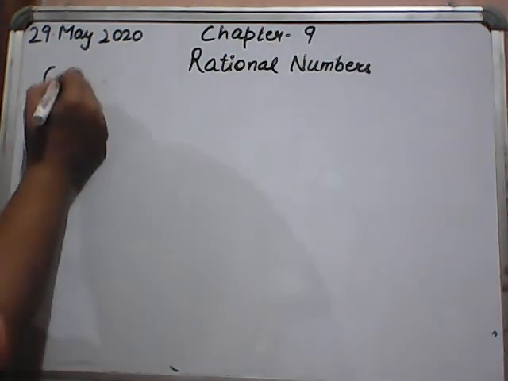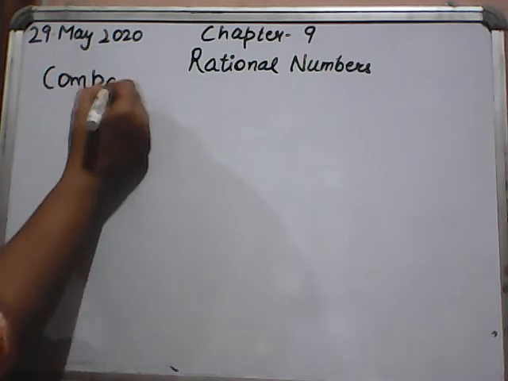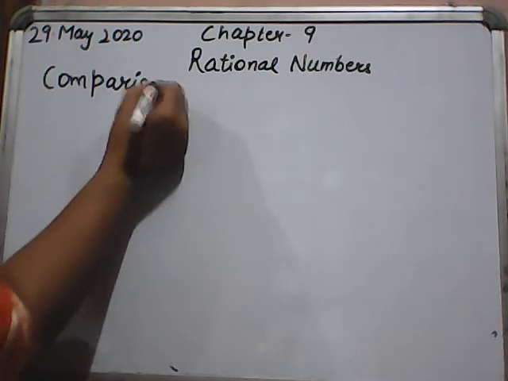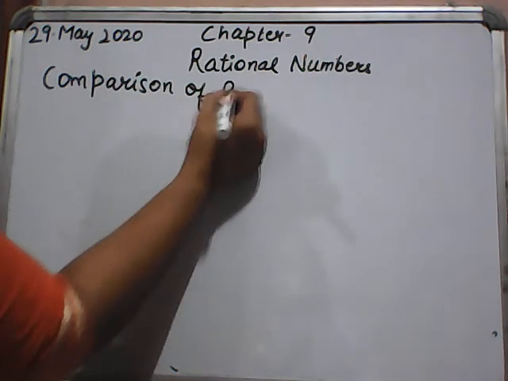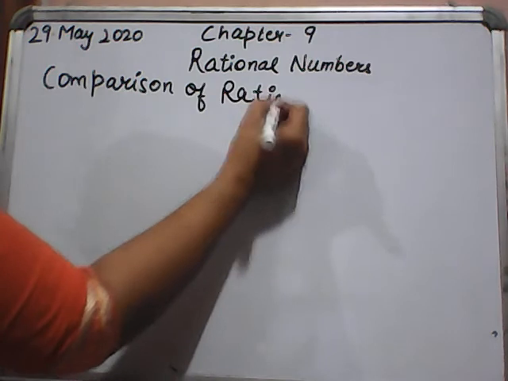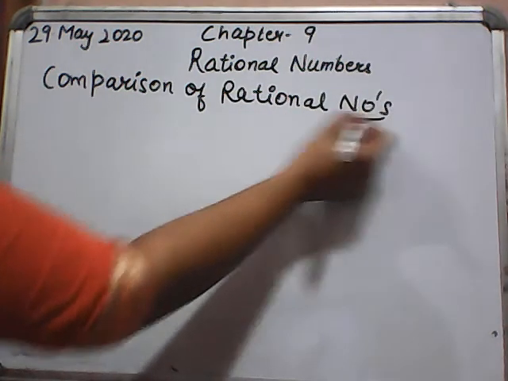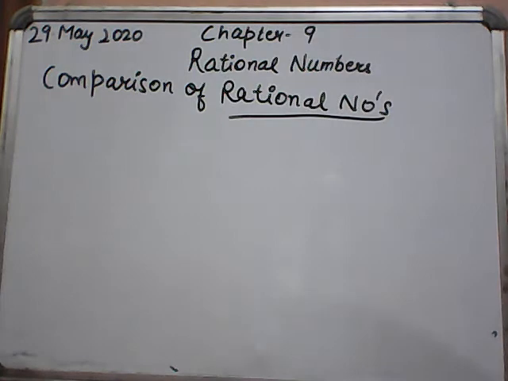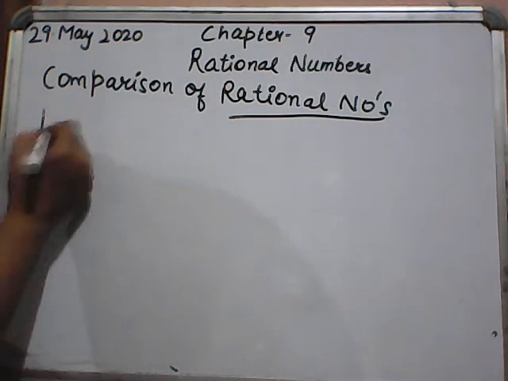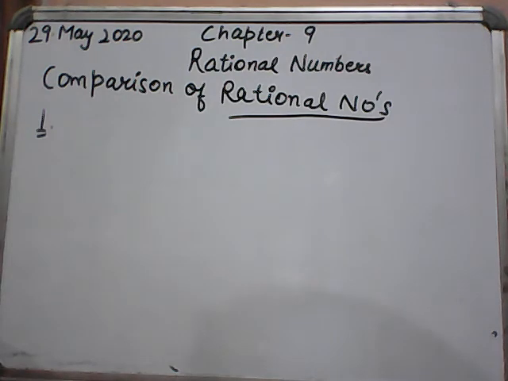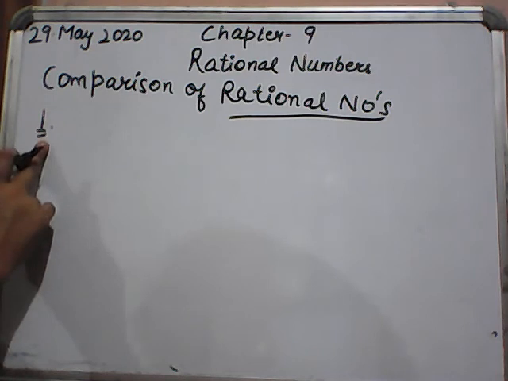Today's topic is comparison of rational numbers. You have to compare two rational numbers. How can we compare two rational numbers? We have two methods for comparing rational numbers. First method is by cross multiplying. Second method is by using number line. We are discussing here the cross multiplying method.